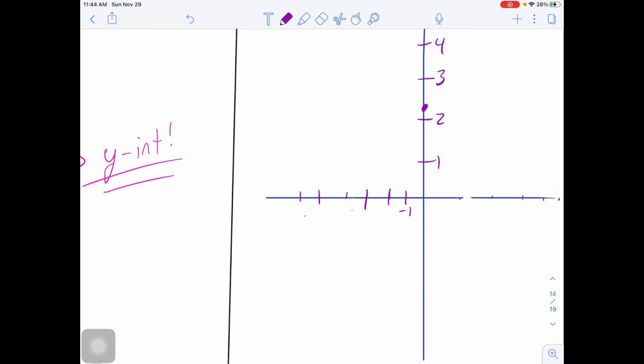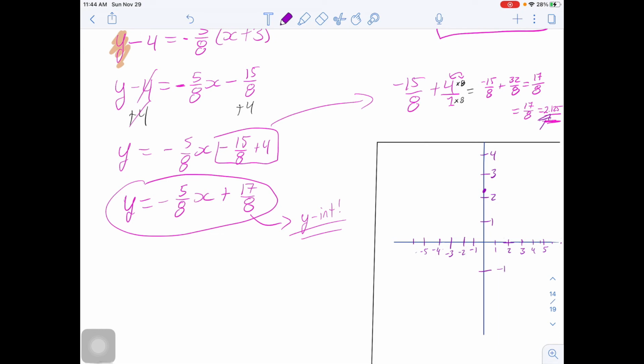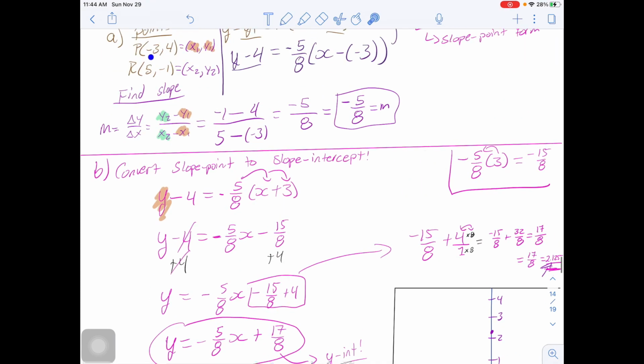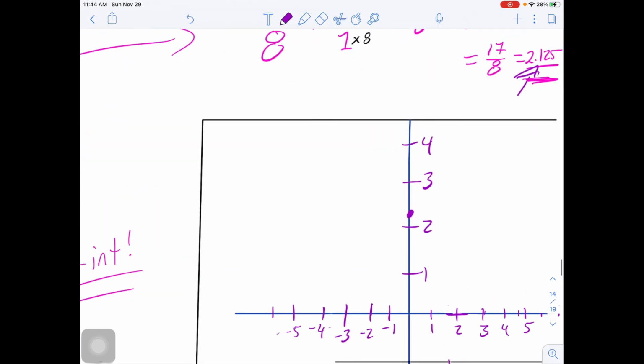So this will be negative 1, negative 2, negative 3, negative 4, negative 5, and then we can do 1, 2, 3, 4, 5. There we go. And then negative 1, negative 2, negative 3. Okay, so let's replot this point. So negative 3 and 4. When x is negative 3, y is positive 4. So our point will be roughly right here.